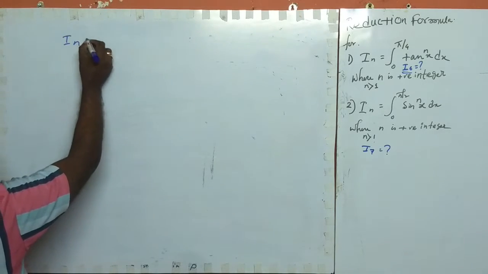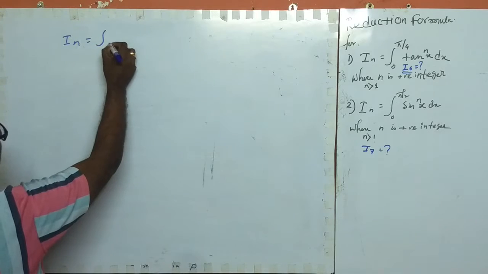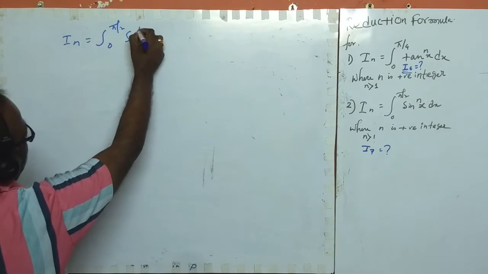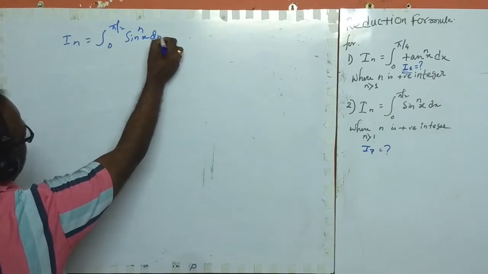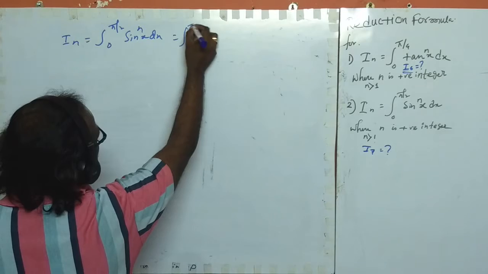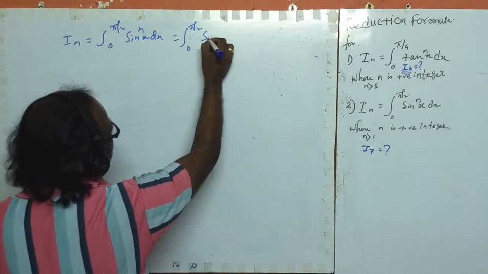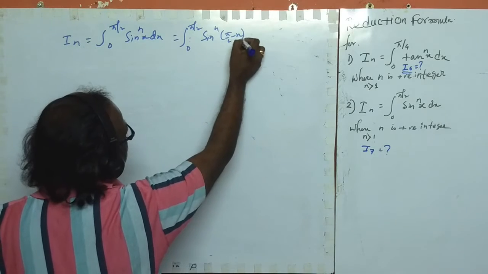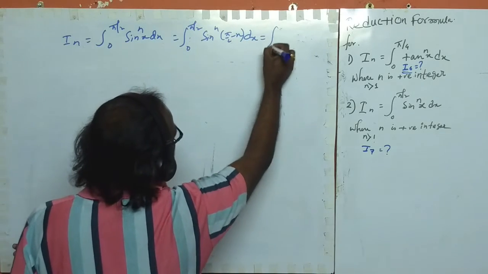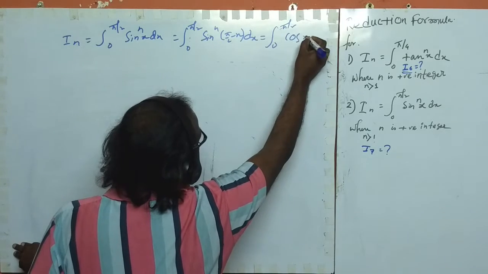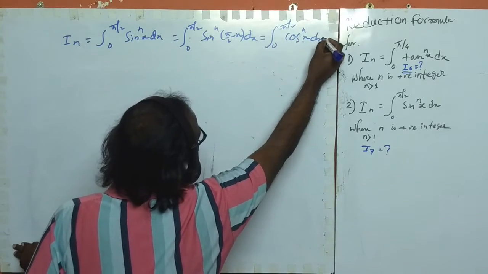And now for the integral from 0 to pi by 2 of sin x to the power n dx. It can also be expressed as the integral from 0 to pi by 2 of sin to the power n of (pi by 2 minus x) dx, and this transforms to the integral from 0 to pi by 2 of cos x to the power n dx. Okay.